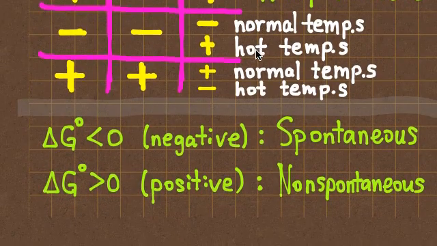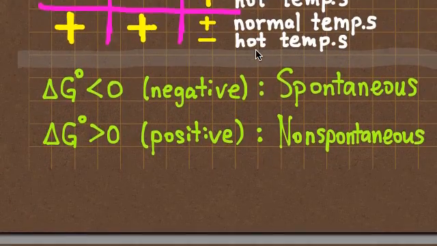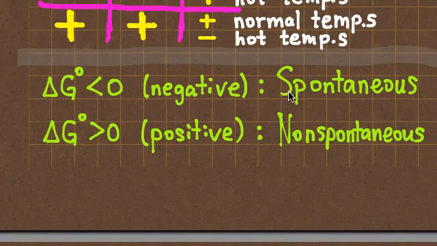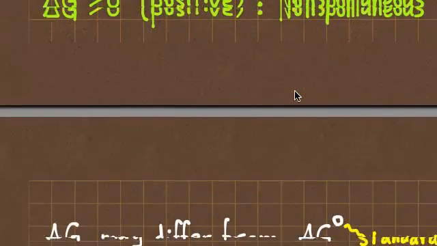And remember, when the delta G comes out negative, it's spontaneous; positive, not spontaneous. Negative, it wants to go forward. Positive, it doesn't want to go forward. It would actually rather go backwards.